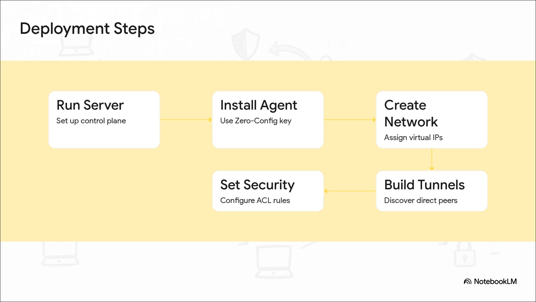Third, you create a network and let the server assign each agent a virtual IP from your chosen block. Fourth, the magic kicks in. Agents instantly discover their peers through the server and build those direct tunnels automatically. They only use relays if firewalls force them to. Finally, step 5, you manage your security centrally via the dashboard by setting up those ACLs and subnets. Notice how brilliant this is? Everything after step 2 is configured centrally and pushed out automatically. You are managing a global mesh from one single pane of glass.